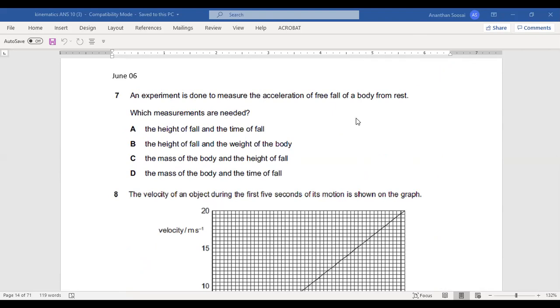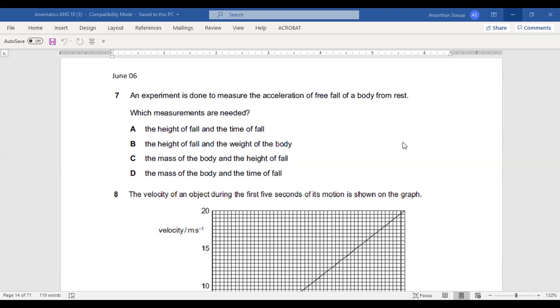Anyone? Which measurements are needed to measure gravity? You want to measure gravity. Let's say you are in your room and you want to measure gravity. What measurements do you take?